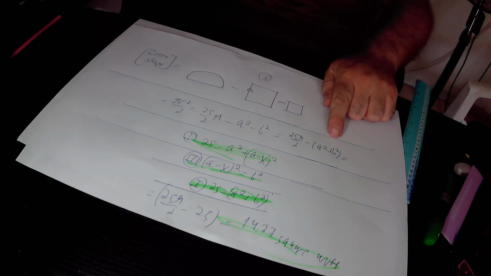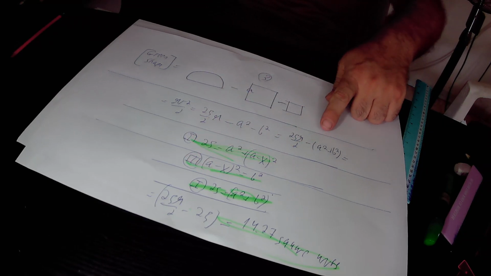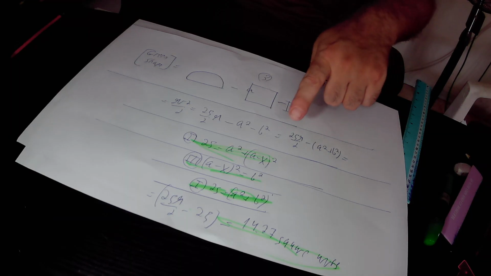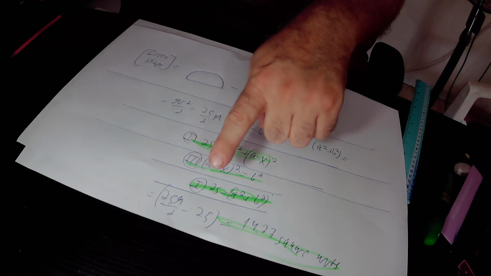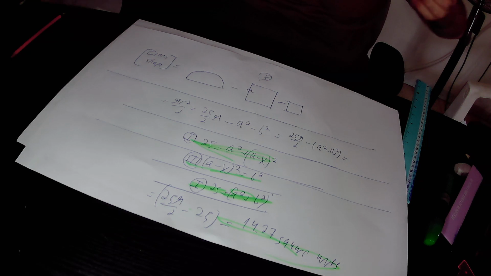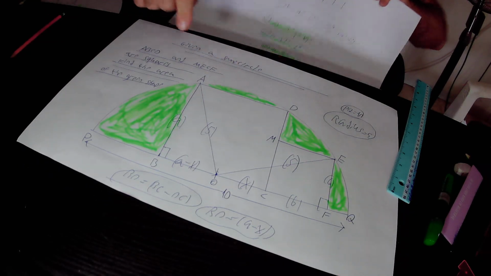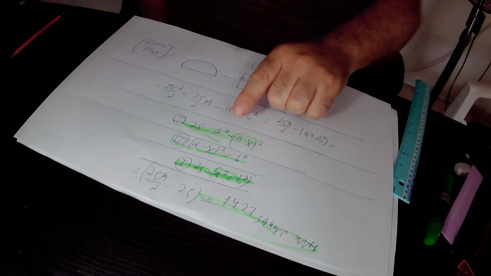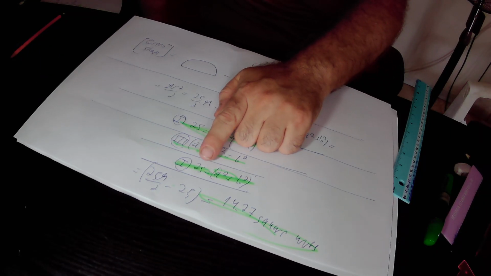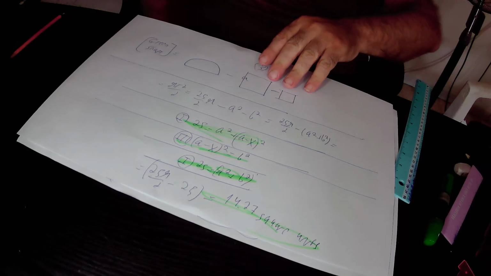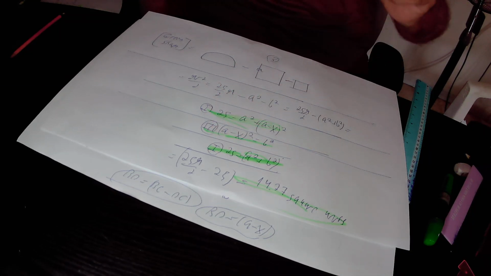We did it, and found that in total, the area of the green shape equals 25 pi over 2 minus (a squared plus b squared), that is 25. So it is 25 pi over 2 minus 25. So in total, we found the area that we are looking for in this question, the area of this green shape. It is equal to 25 pi over 2 minus 25 square units. In terms of numbers, the value of this expression is equal to 14.27 square units.